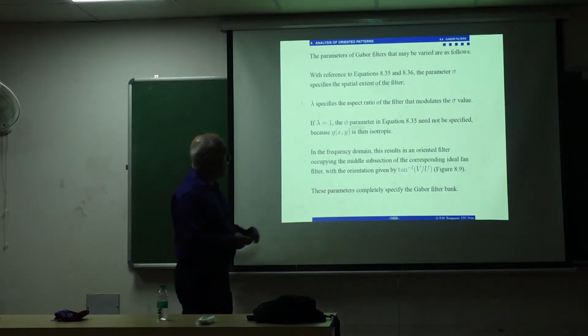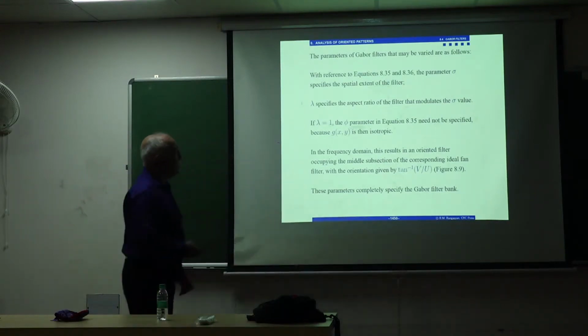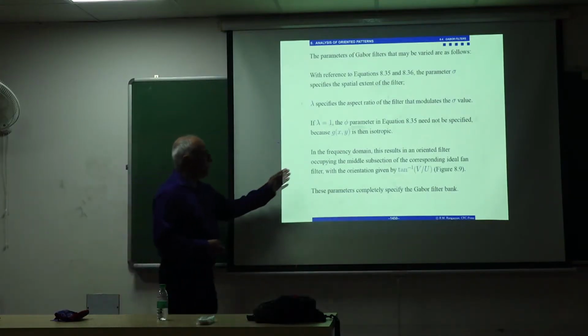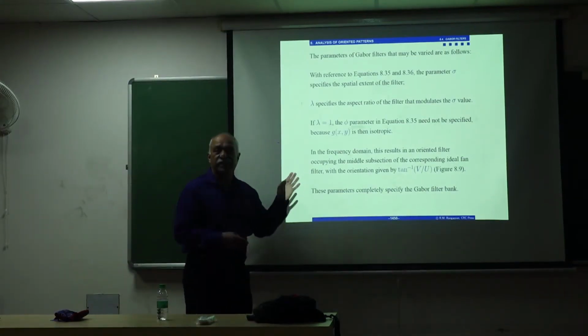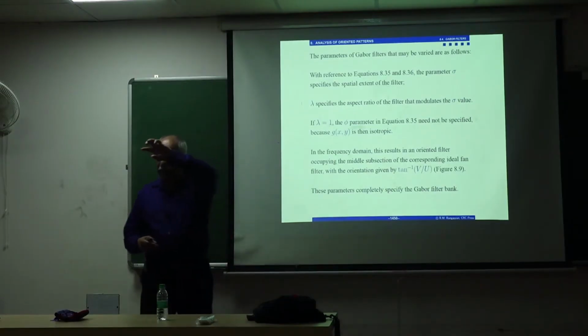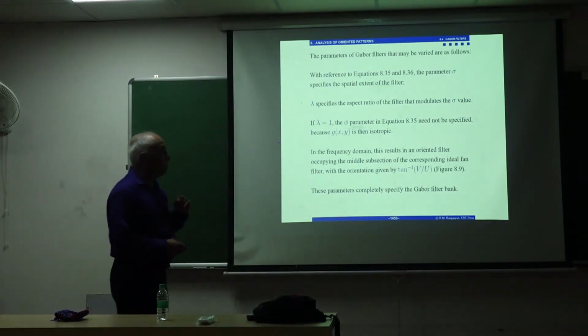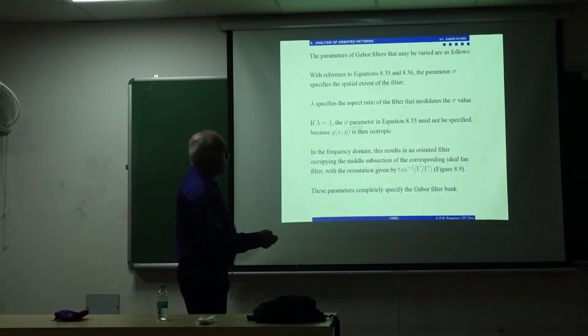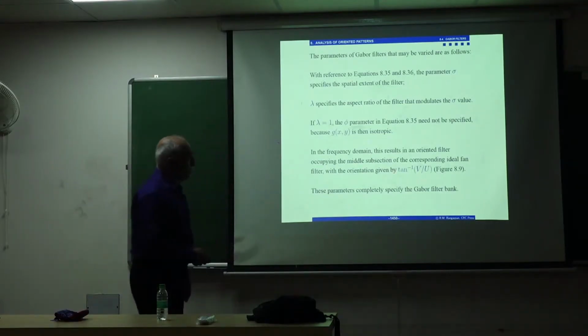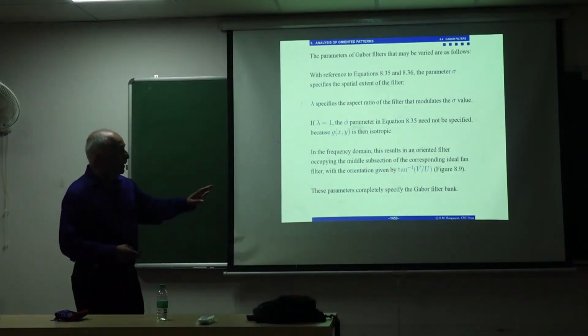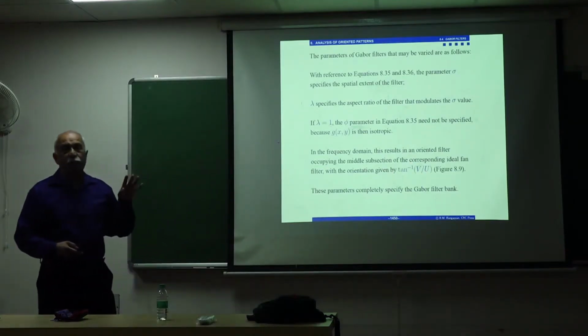In the frequency domain, this results in an oriented filter occupying the middle subsection of the corresponding ideal fan filter. It is a fan filter, but it is taking a part of that fan filter as a bandpass filter depending on the scale and the orientation given by tan inverse V over U. So these specify the Gabor filter bank.